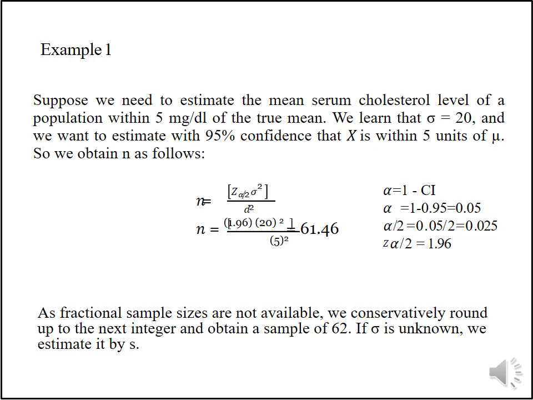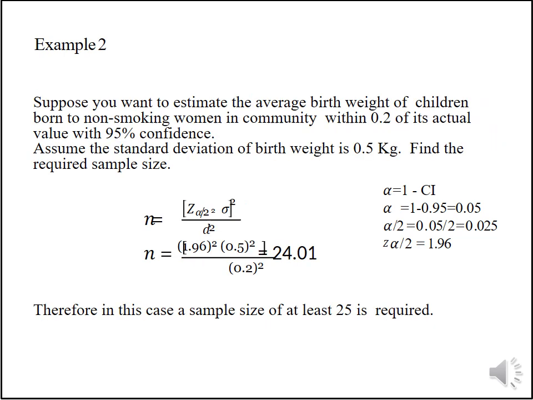So you people need not worry about memorizing the formulas or the tables. All will be given to you. And yes, by putting all the numbers in the formula, we come to a sample size of 61.46, and obviously fractional sample sizes are not practical, so we round up to the next number and obtain a sample of 62. And another important thing is that if the population variance is not known, we calculate it by the sample standard deviation.